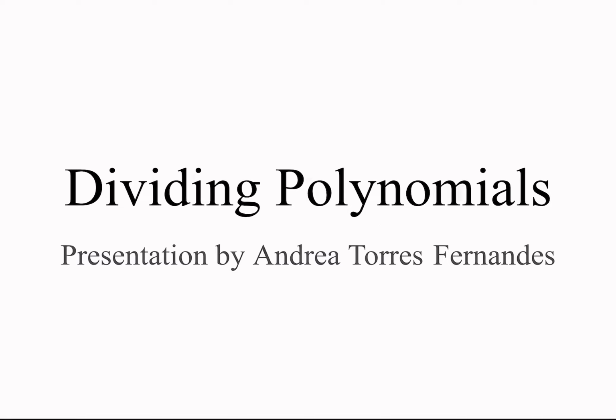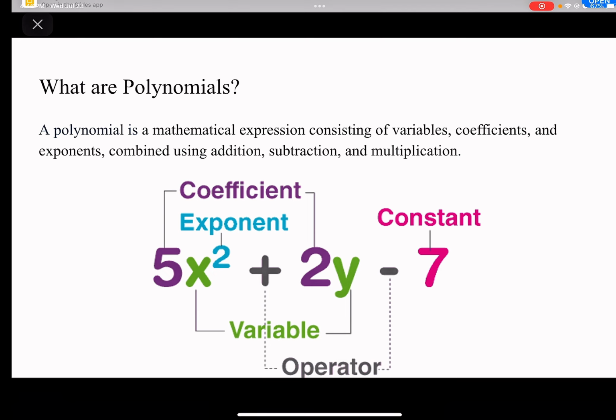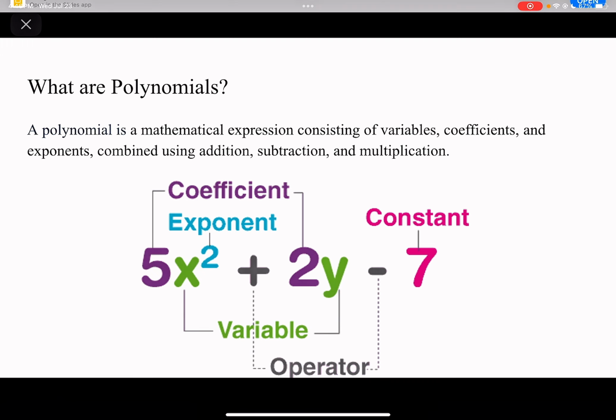So let's get started. So what are polynomials? This question, sometimes you can get confused with binomials and monomials, but the specific definition of it is a polynomial is a mathematical expression consisting of variables, coefficients, and exponents combined using addition, subtraction, and multiplication.